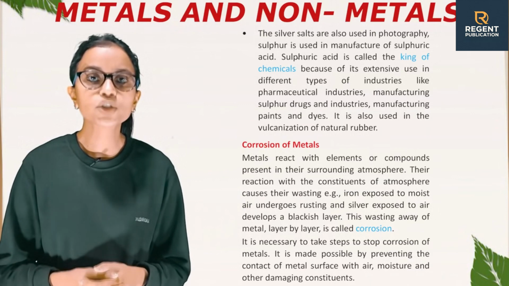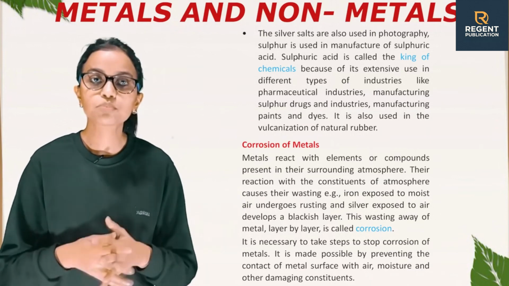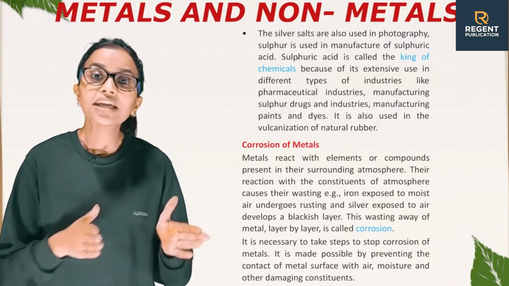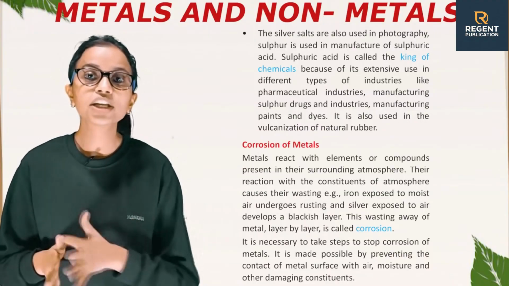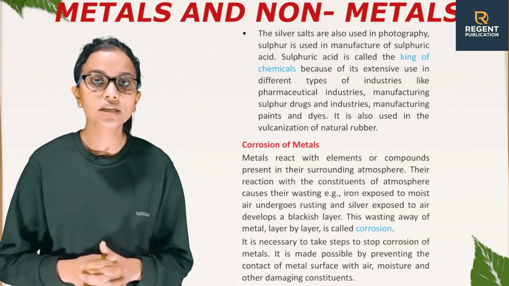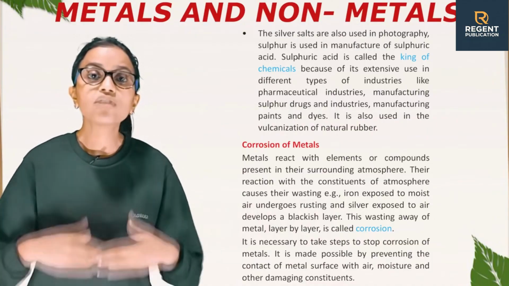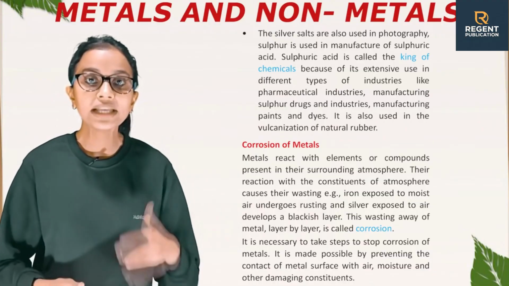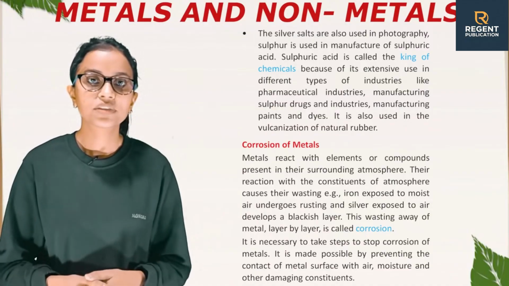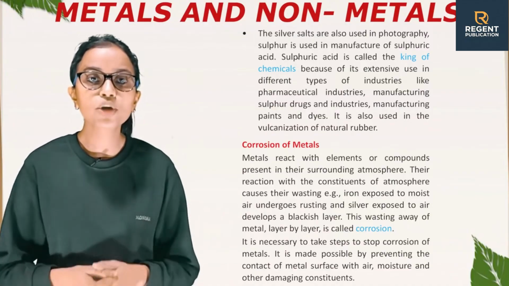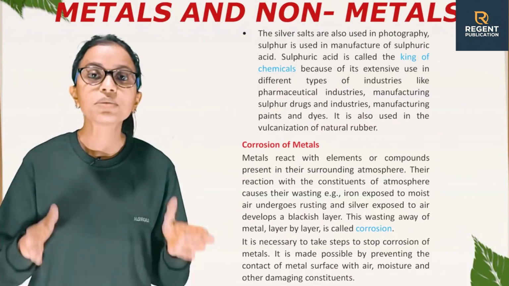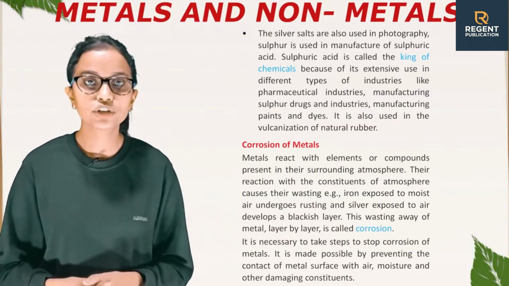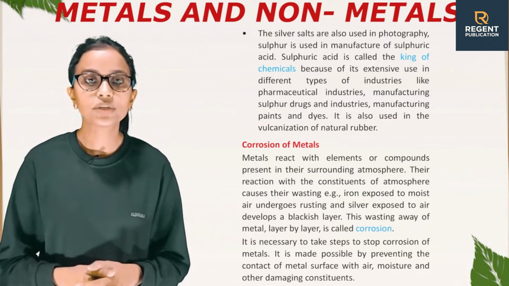Corrosion of metals. Metals react with elements or compounds present in their surrounding atmosphere. Their reaction with the constituents of atmosphere causes their wasting. Example, iron exposed to moist air undergoes rusting and silver exposed to air develops a blackish layer. This wasting away of metal layer by layer is called corrosion. It is necessary to take steps to stop corrosion of metals. It is made possible by preventing the contact of metal surface with air, moisture, and other damaging constituents.